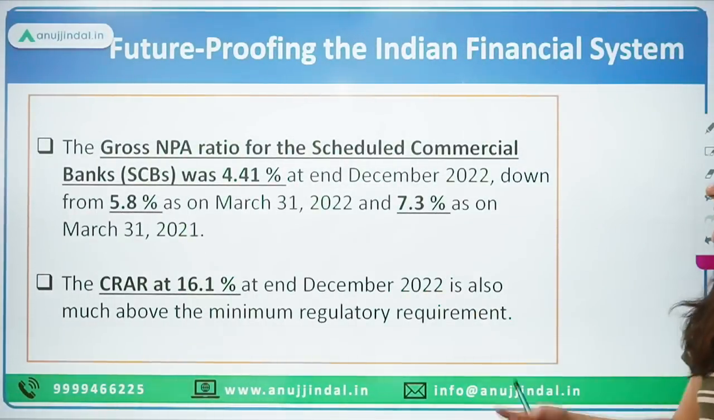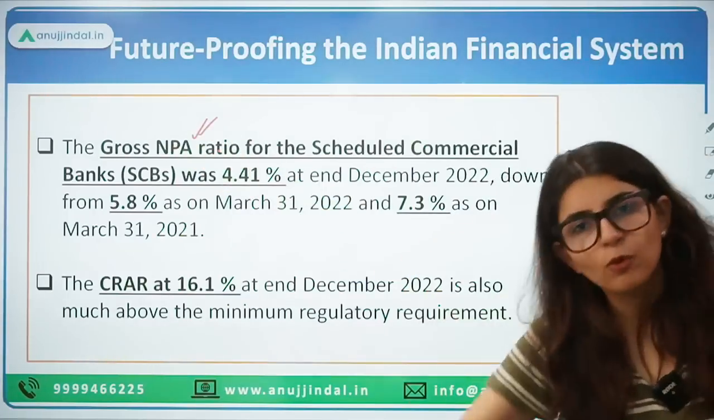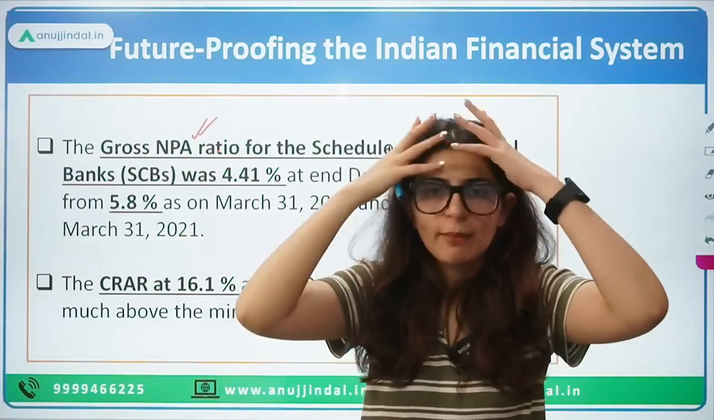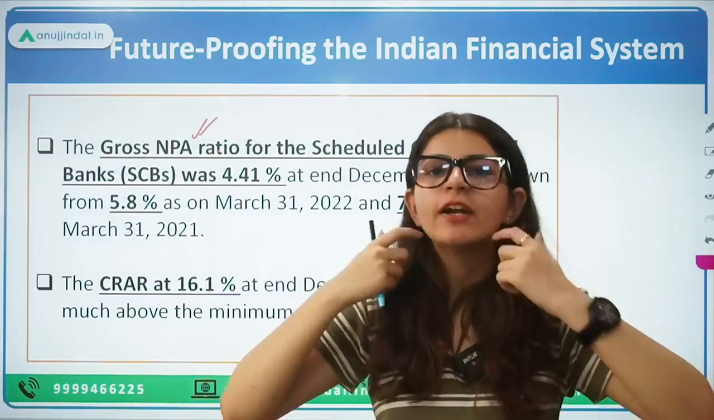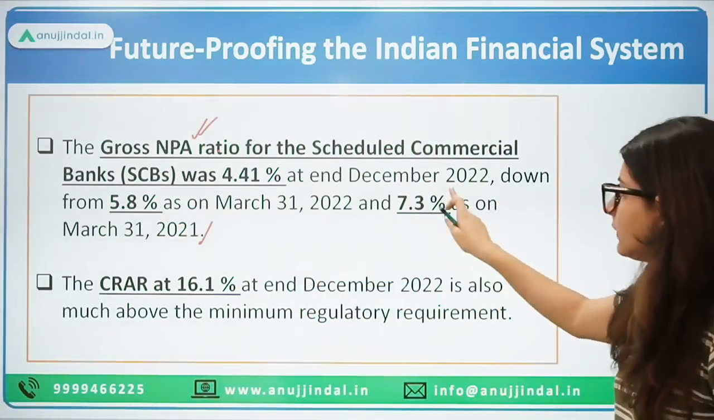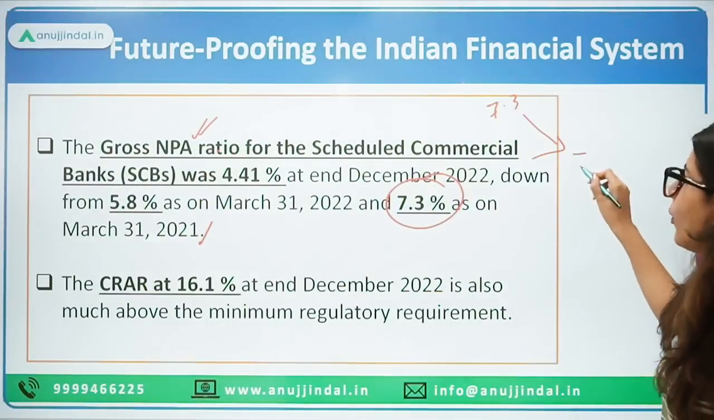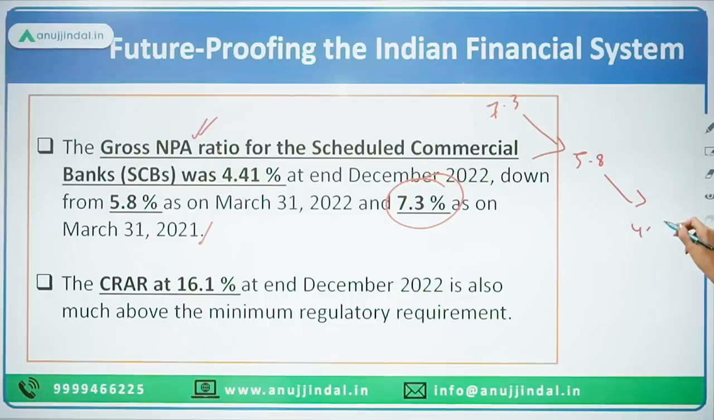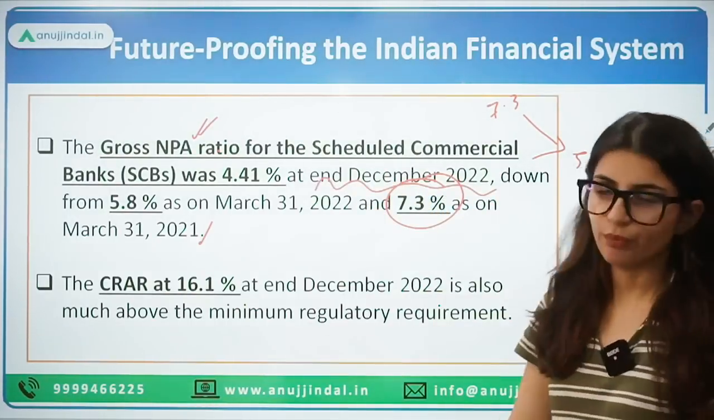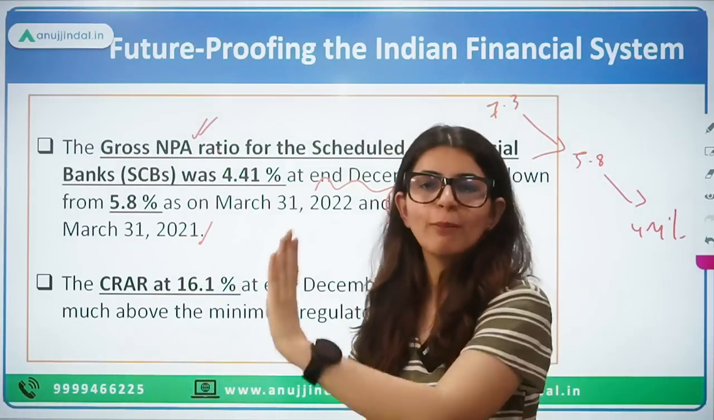तो इसी तरीके से जब prudential norms की बात हो रही है तो gross NPAs जो है कम हुए हैं. This is what the governor has talked about, that gross NPAs have reduced from last one year. March 2021 में they were 7.3%, reduced to 5.8% and now reduced to 4.4% in December 2022, right? So gross NPAs kam hue hain. What is gross NPA? Gross non-performing assets.